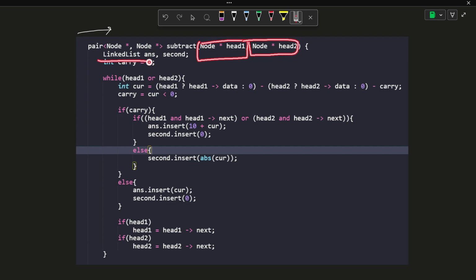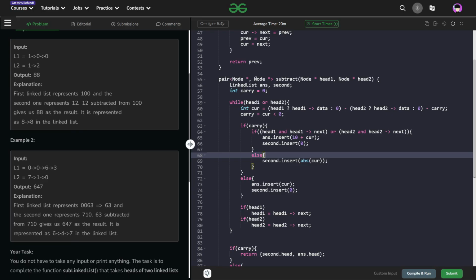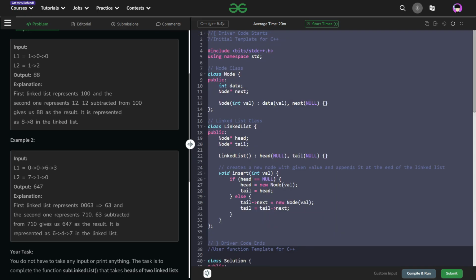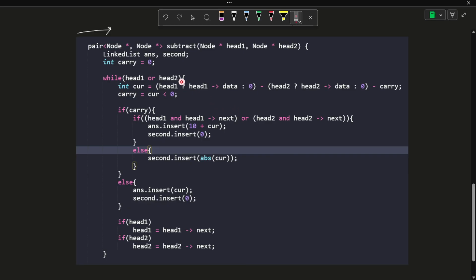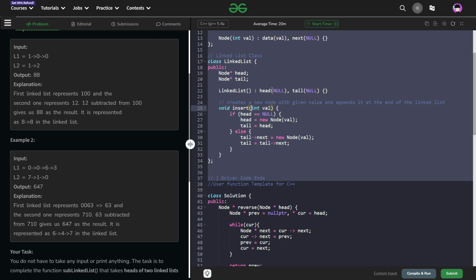Now I create this linked list answer and second. So you'll see in a while why they are important. But let me first show you that I have already implemented a linked list class. So this makes our work a little bit easier. To insert a new node into the linked list, we can just call this insert function. So let me show you what I've done here. I've created this linked list of answer and second. So when we do this, they automatically create this head and tail associated with that particular linked list, and we will call this insert function to insert a new node into that linked list.